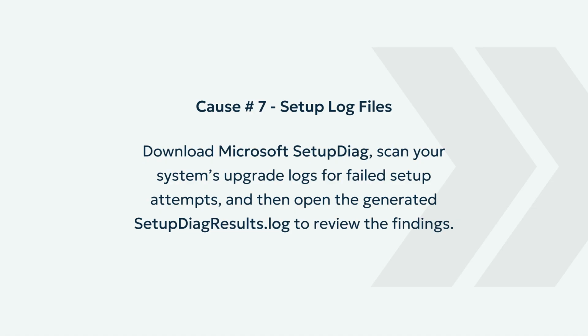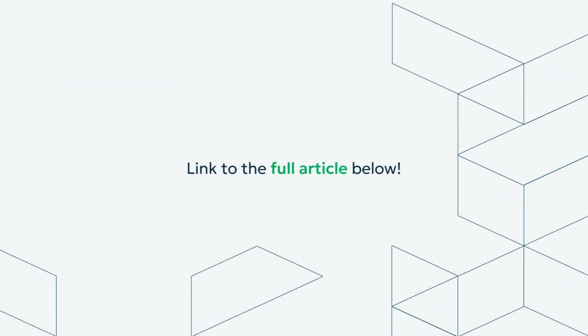Hopefully, one of these 7 methods will allow your PC to upgrade to Windows 11 smoothly. For more information, check out our official blog post on how to fix Windows setup error 0xC1900101 in Windows 11, linked in the description below.